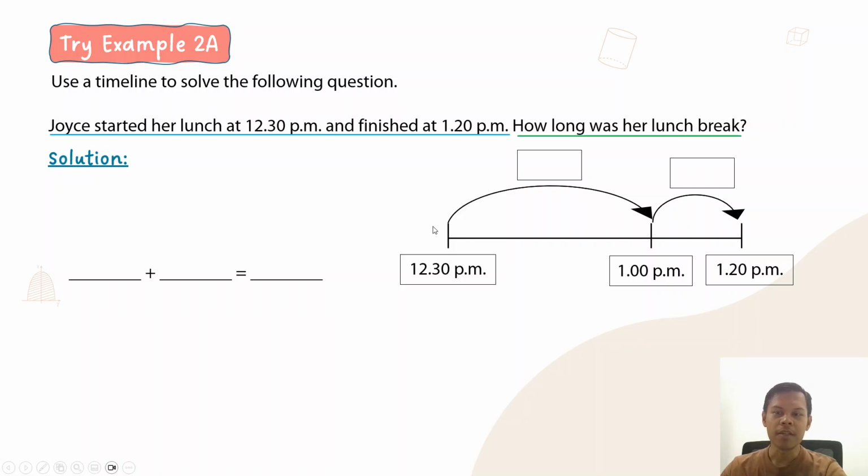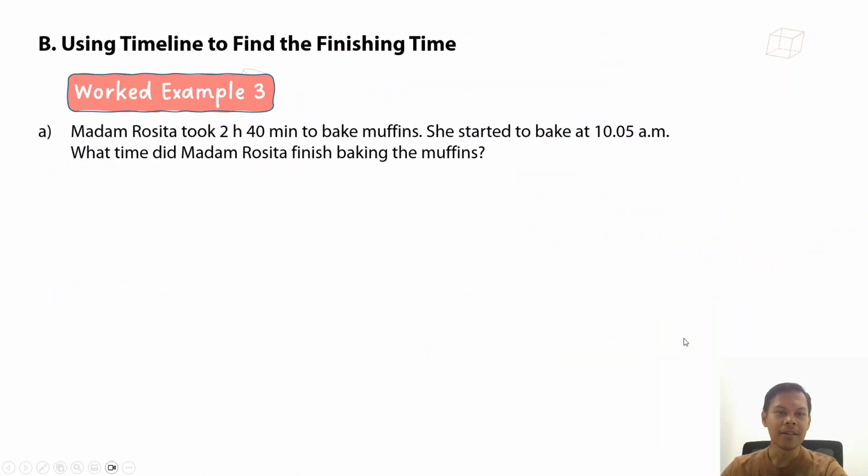Okay, so we have this timeline here, 12:30 as the starting point for her lunch, up until 1 p.m. That's going to be another 30 minutes. Very good. And then from 1 p.m. to 1:20, there's another 20 minutes. So just add these two together, 30 plus 20, you will get the answer as 50 minutes. All right, very easy. Let's continue.